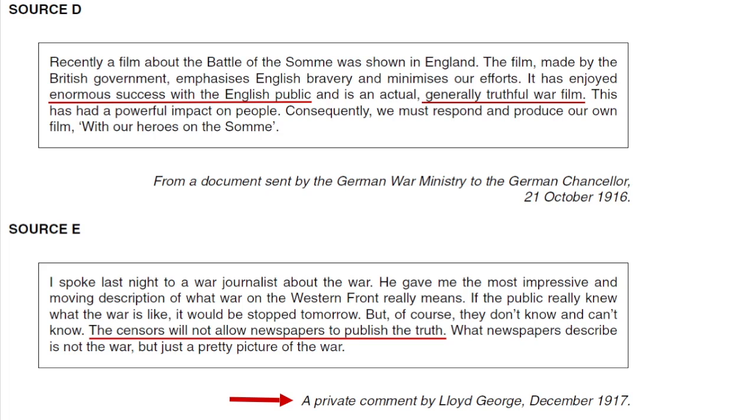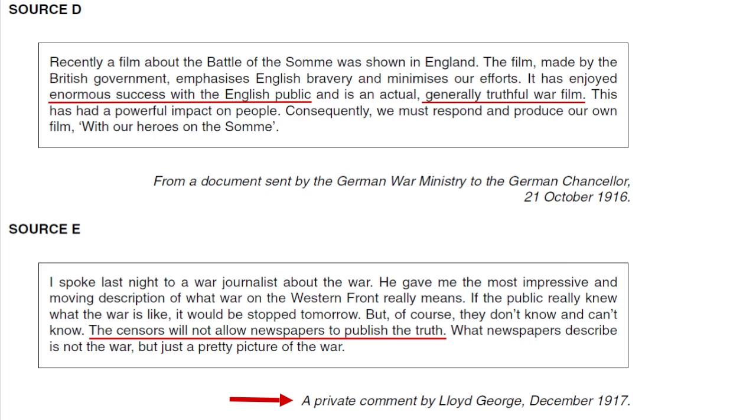If the public really knew what war was like, it would be stopped tomorrow. But of course they don't, and can't know. The censors will not allow newspapers to publish the truth. What newspapers describe is not war, but just a pretty picture of the war. So again, this is a private comment by David Lloyd George.